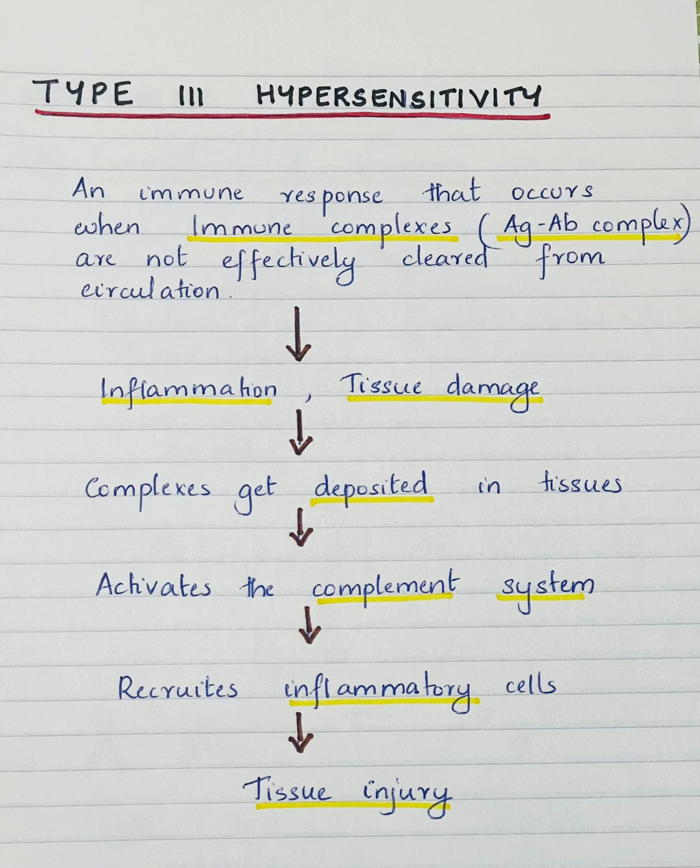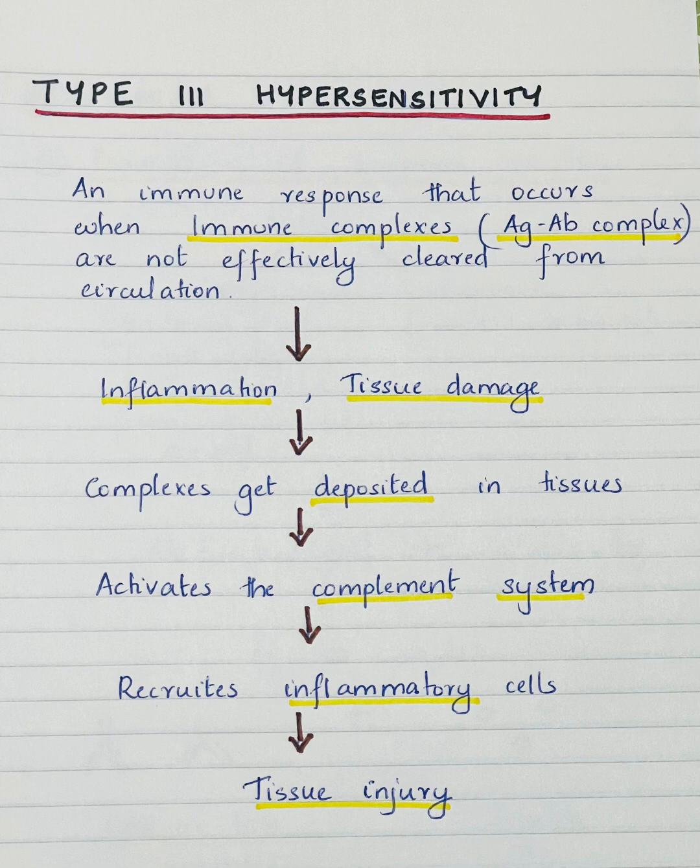In this video, we will be learning about type 3 hypersensitivity in detail. Type 3 hypersensitivity is an immune response that occurs when immune complexes are not effectively cleared from circulation, leading to inflammation and tissue damage. So what are immune complexes? Immune complexes are formed when antigens, that is foreign substances, bind to antibody in the body. So these are antigen-antibody complexes.